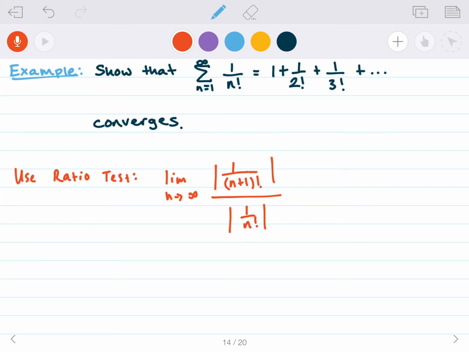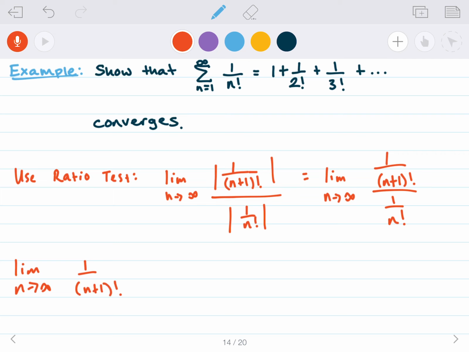All right? So once we take this out of the absolute value bars, both of these are still positive. So we just have the limit as n goes to infinity of 1 over n plus 1 factorial over 1 over n factorial. All right, so we can write this a little bit neater. We have a complex fraction here. So this is just going to be the limit as n goes to infinity of 1 over n plus 1 factorial, and then we multiply by the reciprocal of the bottom fraction, so it's n factorial over 1. And so we're just taking the limit as n goes to infinity of n factorial over n plus 1 factorial.